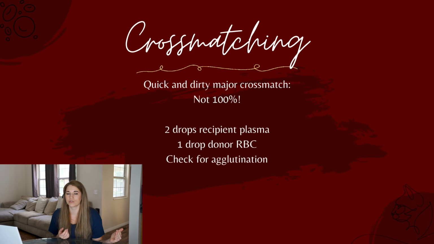A quick and dirty way to do a very fast major cross-match is to take 2 drops of recipient plasma and mix it with 1 drop of donor whole anticoagulated blood. You can mix these together and see macroscopically if they agglutinate. If not, you should hopefully be safe to go forward with your transfusion, but this is a quick, dirty way.